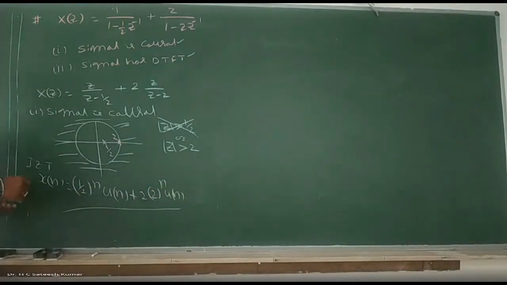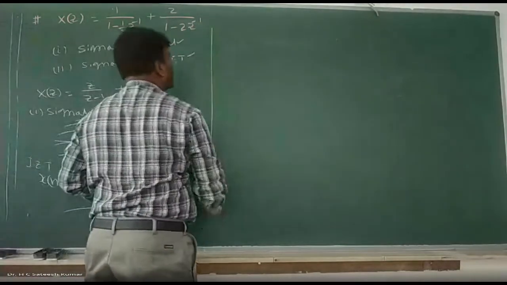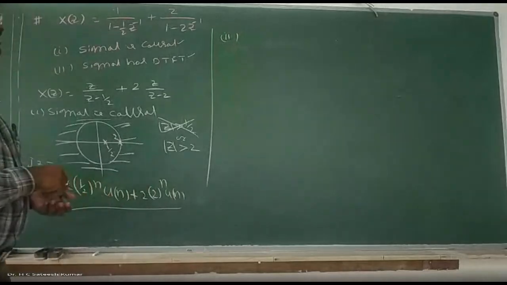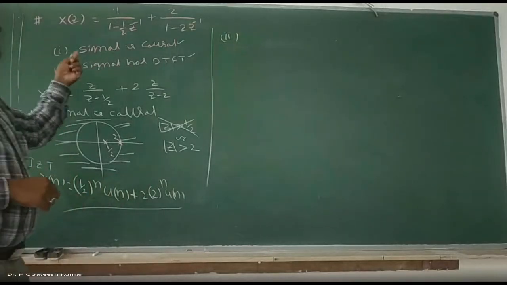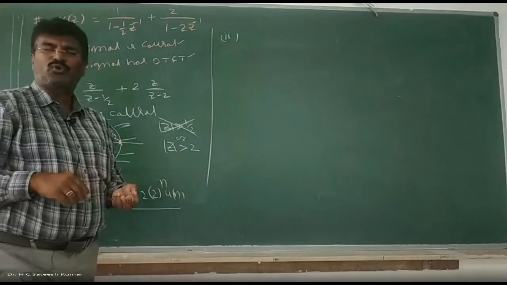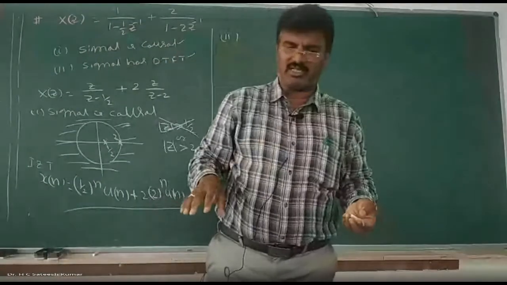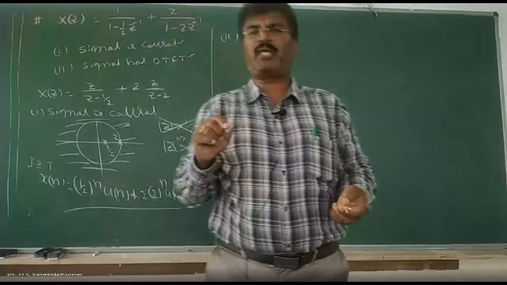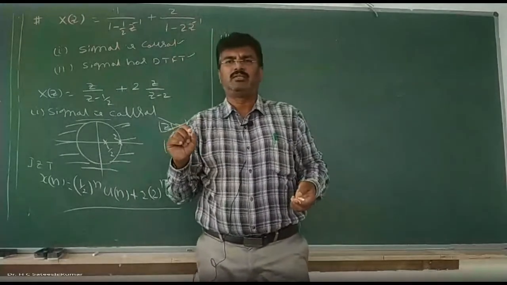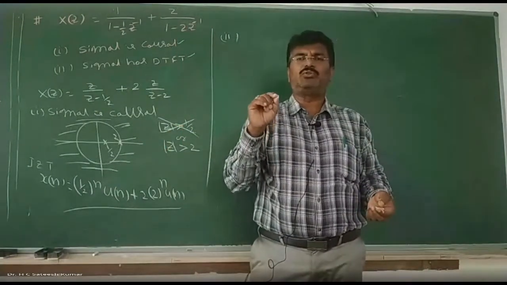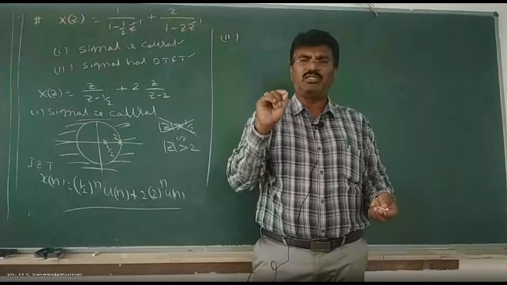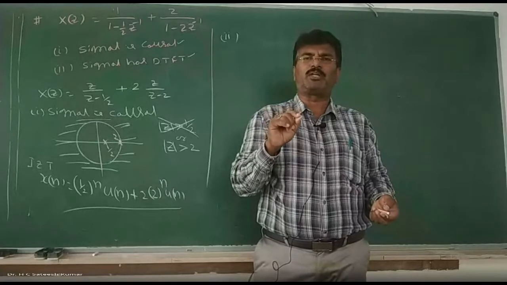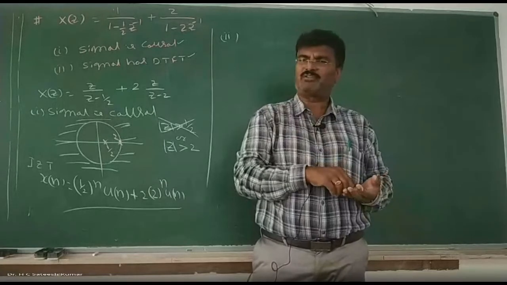Okay, right. Go for the second condition. The second condition is that the signal has DTFT. That means the signal has a Fourier transformation. When the Fourier transformation exists, as I gave in the ROC properties, if the ROC includes the unit circle, then only the Fourier transformation is obtainable. You can check it, one of the properties says that.